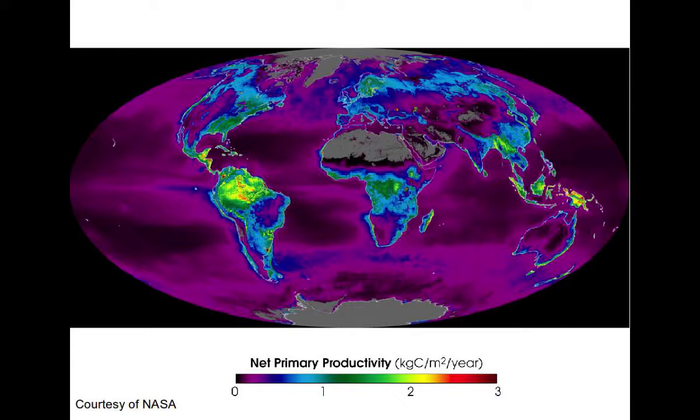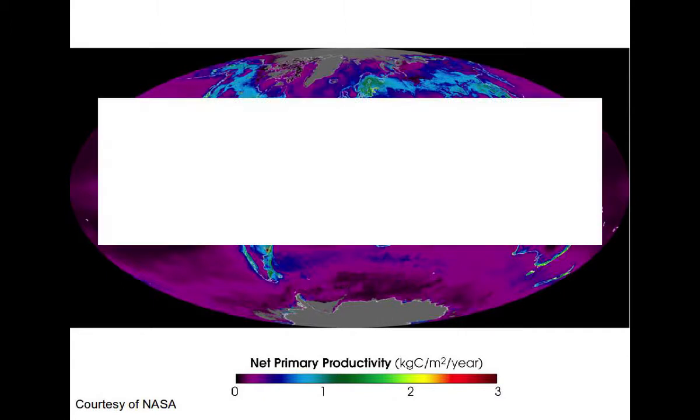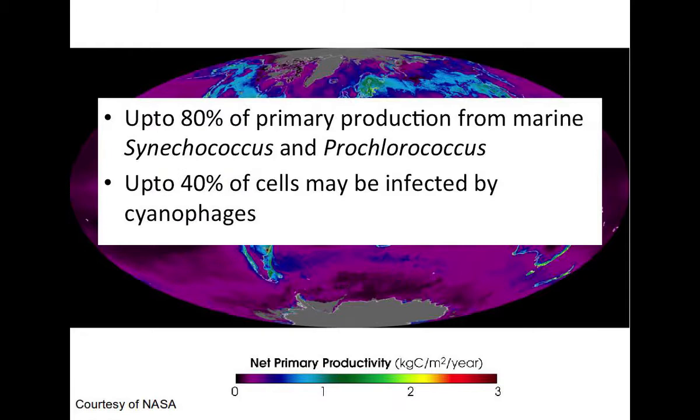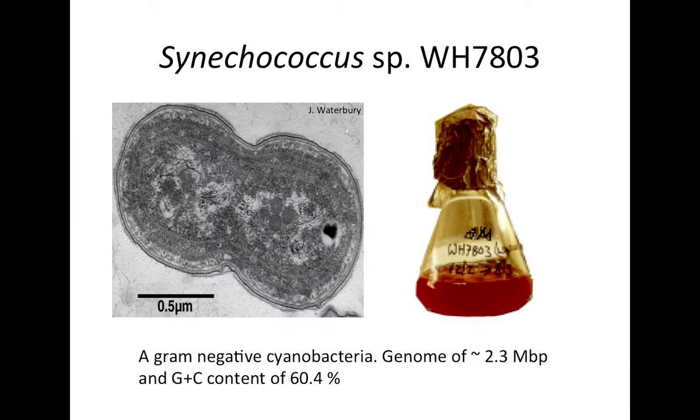And it's viruses that infect cyanobacteria that I'm particularly interested in, and they are known as cyanophages. So in these big dark regions that I showed you, the two main genera of cyanobacteria are Synechococcus and Prochlorococcus, and in some regions these can account for 80% of primary productivity. And at any one point, up to 40% of these cells may be infected by a cyanophage. So this is the background of why we study these cyanophages.